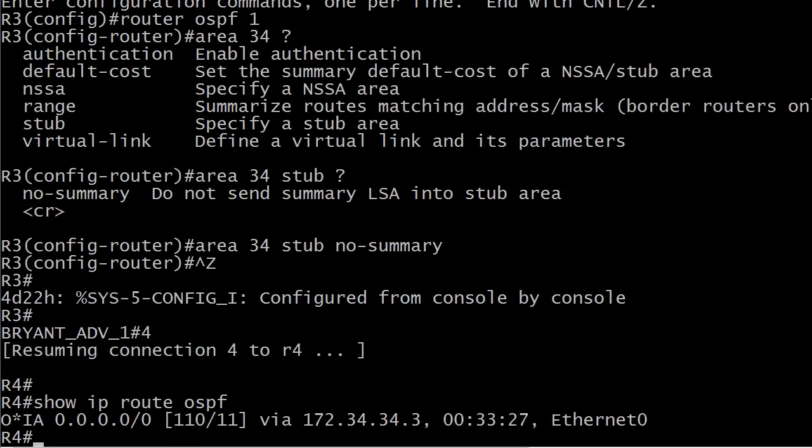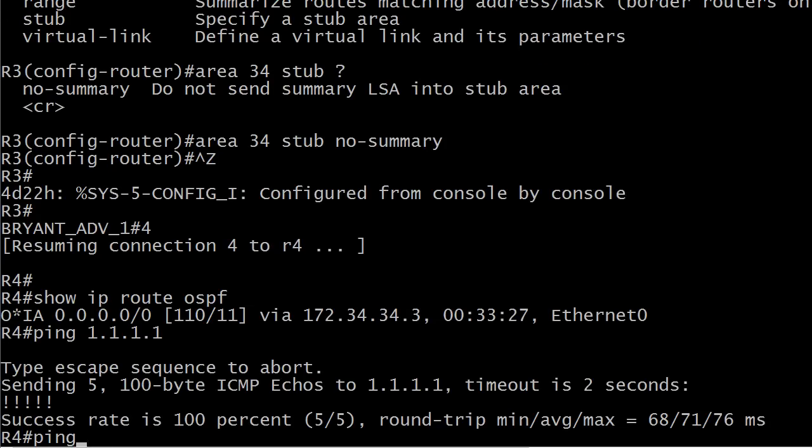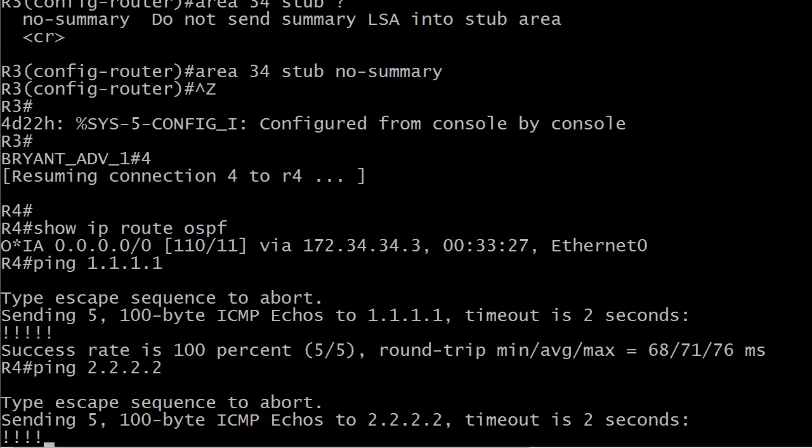Wow, isn't that amazing? That's the only route it has now between making it first a stub and then a total stub. We knocked this routing table down from 10 entries to 1. But of course, we better ping those remote networks and make sure we've got that connectivity, and so far we do. Let's ping them all.